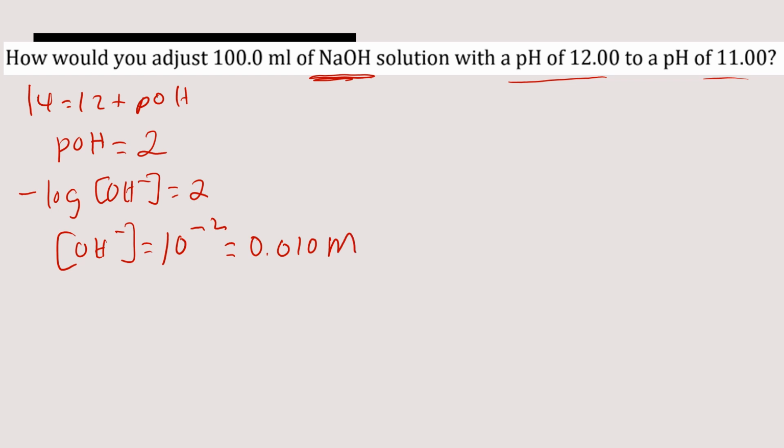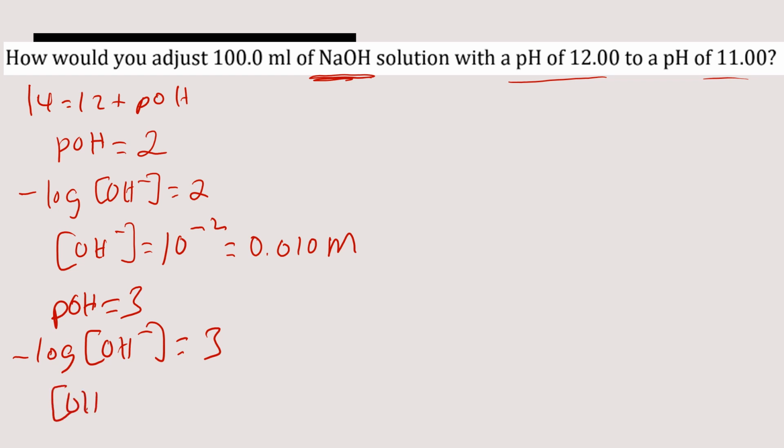So for a pH of 11, my pOH is 3. So the negative log of hydroxide is 3. To find my actual new concentration, 10 to the negative 3, is 0.001 molar.